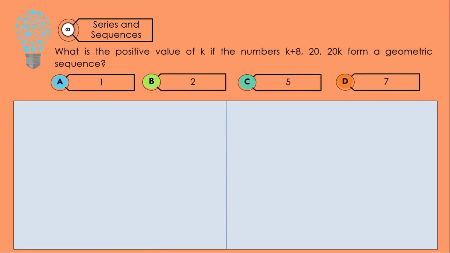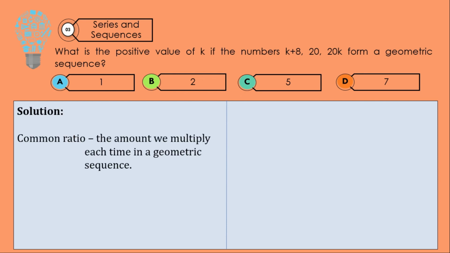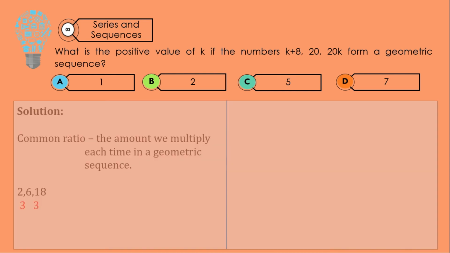If in arithmetic sequence we have a common difference, in geometric sequence we have a common ratio, which is the amount we multiply each time in the geometric sequence. So we have here an example, 2, 6, and 18. And they have a common ratio, which is 3. If you multiply 3 to 2, we'll have 6. And if you multiply 3 to 6, we'll have 18. So that's how geometric sequence works. Now let's solve the problem.